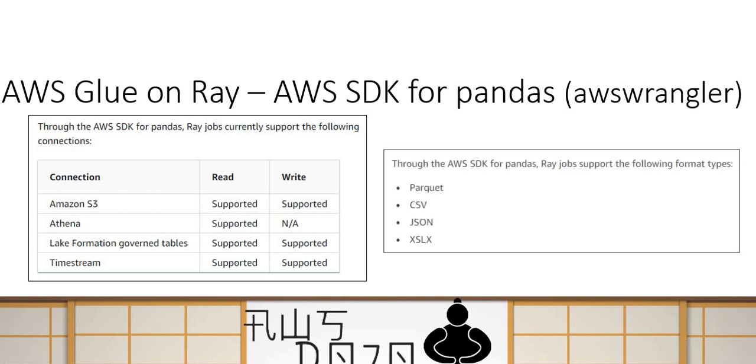Now, what different formats are supported at this point of time? They are Parquet, CSV, JSON, and XLSX, which pretty much covers most of the industry standard formats people use today in normal day-to-day data processing. So that's pretty much about Ray.